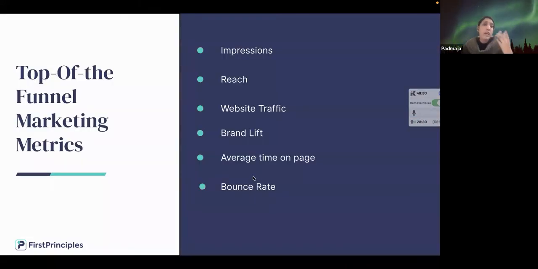If we go again to the metrics that we use, like impressions, reach, website traffic, brand lift, average time on page, and bounce rate, these are the top of the funnel metrics, because that's where your maximum traffic comes in. And now the question you will have in your mind is, I have so many people coming, and you're talking about all these conversion rates. So if I do all of these, will everybody become bottom of the funnel traffic?